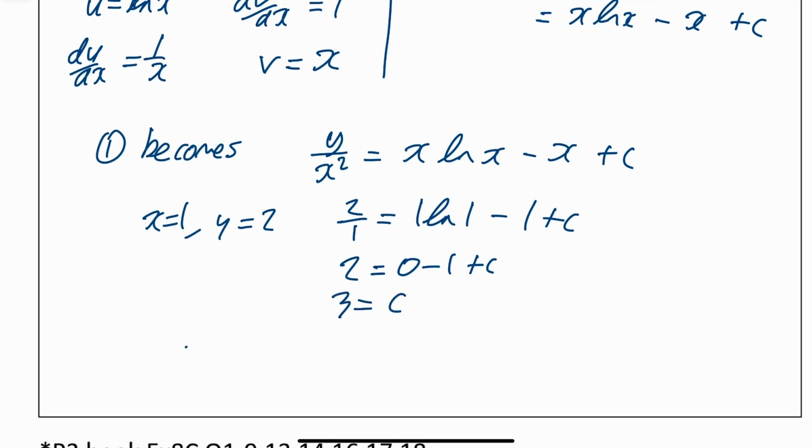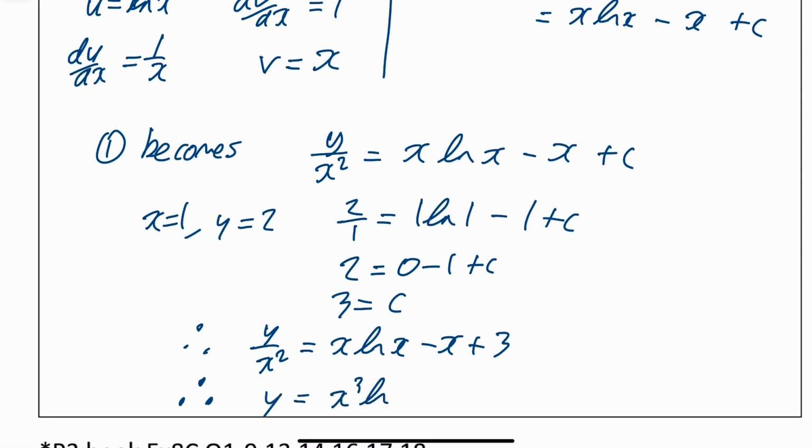And then you'll just say, therefore, you've got y over x squared is equal to x ln of x minus x plus 3. And therefore your last line, I would multiply through by my x squared to get y is equal to x cubed ln x minus x cubed plus 3 x squared. And that is it done.